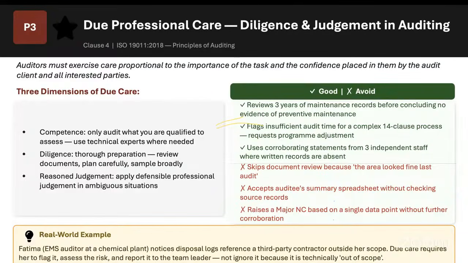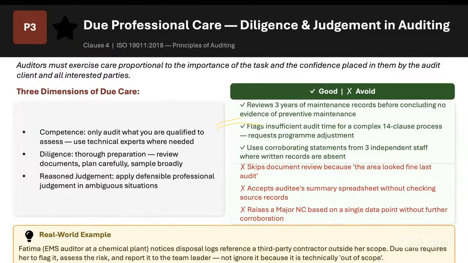So we look at the example. Fatima, an EMS auditor at the chemical plant, notices a disposal log references a third-party contractor outside her scope. Due care requires her to flag it, assess the risk, and report it to the team lead, not to ignore it because it is technically out of scope. That is what due professional care is going to do for you. Now, it does not mean, oh, because this thing is out of scope, and you know that if a risk is going to crystallize, it could happen from that particular third-party risk. It could be a third-party risk.